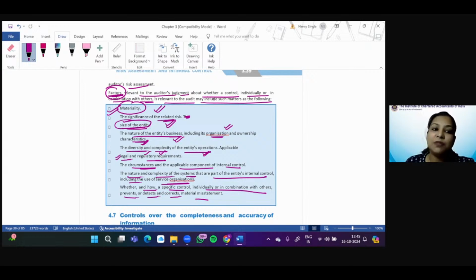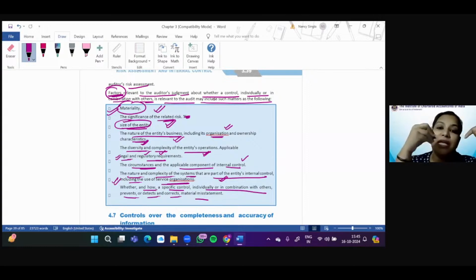The nature of entity's business, including its organization ownership characteristics, diversity, complexity of entity's operation, the legal and regulatory requirements. See, if as per any legal and regulatory requirements, there is a requirement on the company to abide by certain rules or regulations, otherwise there will be some monetary implications, some fines and penalties, the internal controls become what? Relevant. Circumstances and the applicable component of internal control. Nature, complexity of the system that are part of entity's internal control, including the use of service organization. If the company has outsourced, let's say its payroll to any service organization.